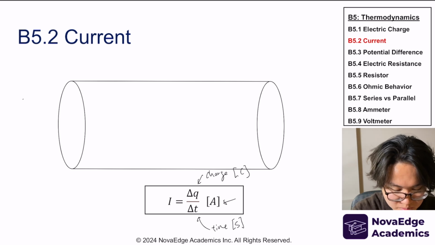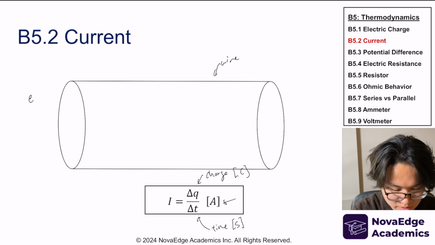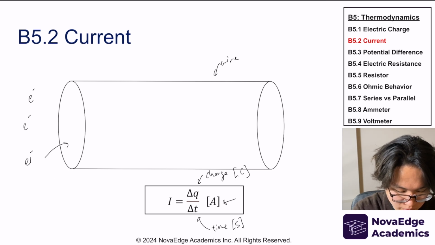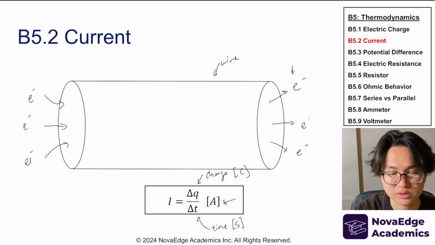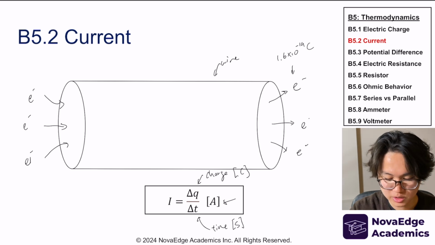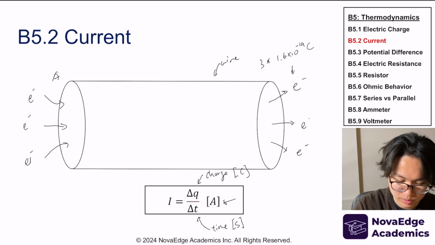So let's picture this. Imagine this is a wire, a copper wire, and it's magnified, obviously. Let's say I put 3 electrons to move through the wire and come out here. Each electron has a charge of how much? 1.6 times 10 to the negative 19 coulomb, right? So I need to multiply that by 3. That's the total amount of charge that has flowed from point A to point B.